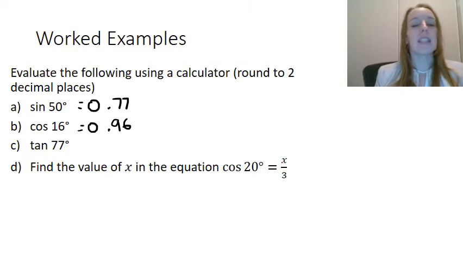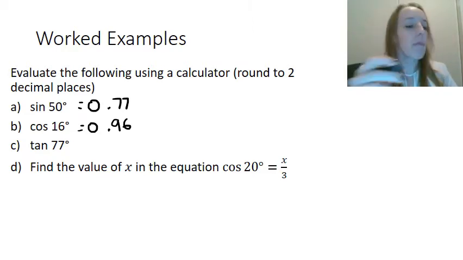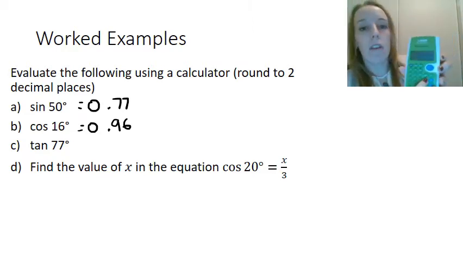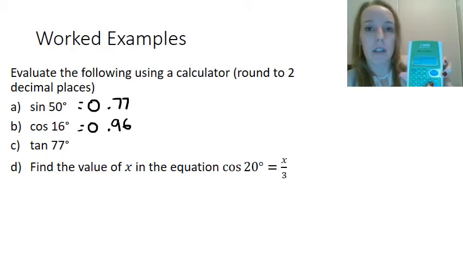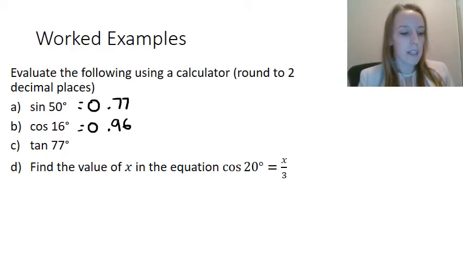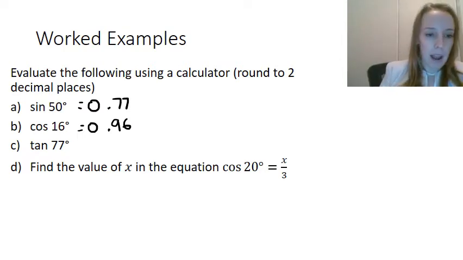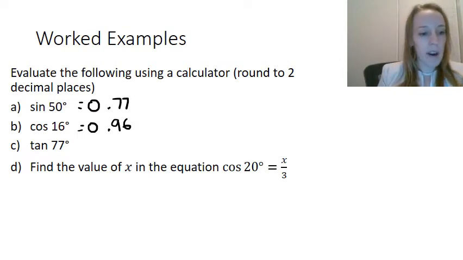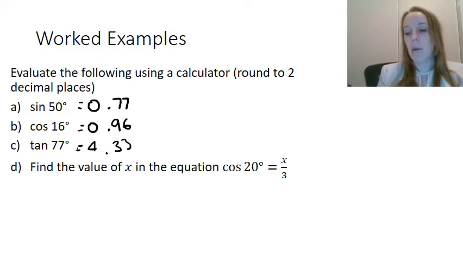And the last one is tan 77 degrees. So tan right there next to our division sign. So we're going to put tan, type in our angle, which was 77, close brackets, enter. And that one is 4.33147, etc. So we'll round that. 4.331 rounds to 4.33. And that would be our answer for that one.